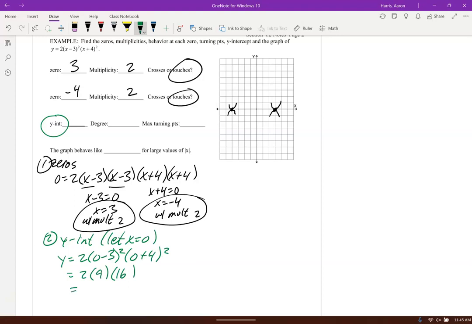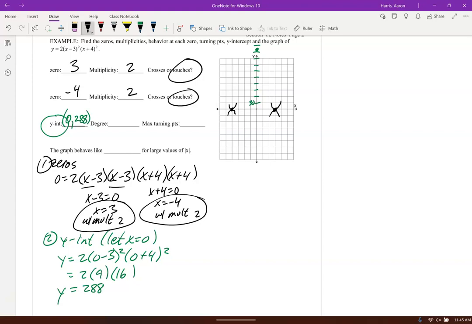Oh, what's that? 288. So 0, 288. Let me go by 30 at a time: 30, 60, 90, 120, 150, 180, 210, 240, 270. So it's right here kind of thing. 288, 0, 288. Again, I'm going by 30 on this.